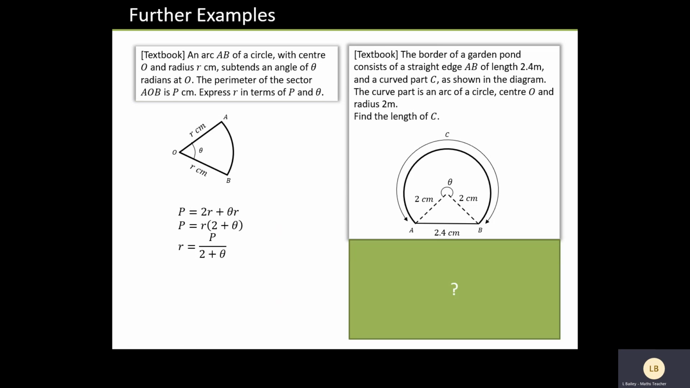Okay, so this one is similar to what you've done before, except algebraic. So we don't know what anything is this time. So we've called P the full perimeter of your shape. You've got r for your radius, theta for your angle in radians. So your arc length is r theta, which gives you your arc from A to B. Then you've got 2 radiuses, so that gives you your formula for your perimeter, and it's just a matter of rearranging the equation to get r on its own.